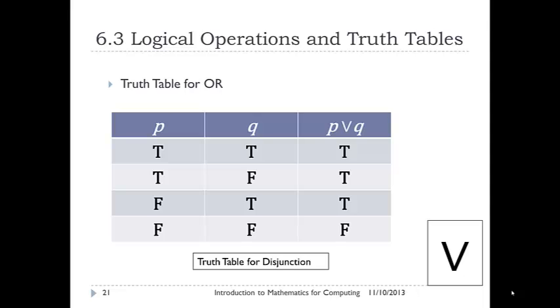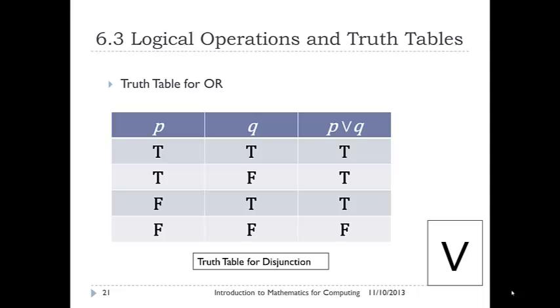So let's just go through the truth table row by row and see what the result is going to be. Let's take the value for P to be true, the value for Q to be true. Well, then the resultant compound statement P or Q will also be true.